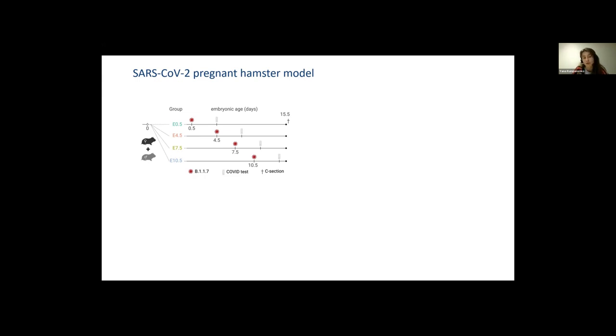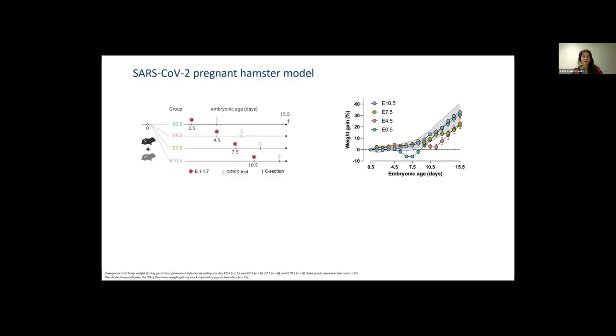We infected them with the alpha strain because it gave the most clinical features for the infection, even though it is an ancestral strain. We sacrificed them 1 day before the delivery, so all of these groups were sacrificed at E15. We didn't allow them to deliver because we can't control it, and they can also eat their pups if the pups are not healthy.